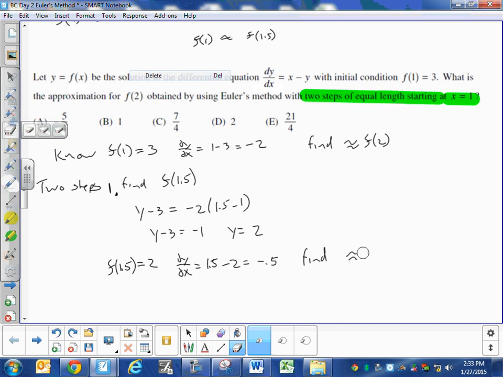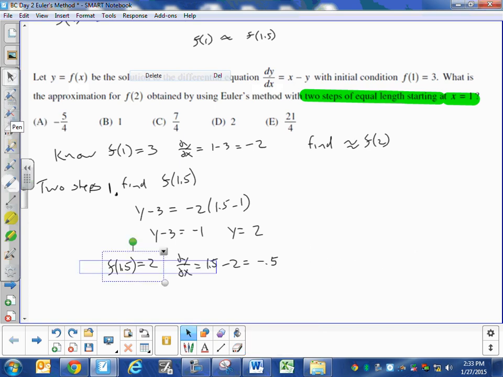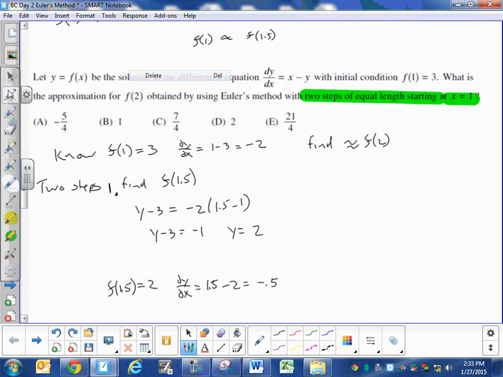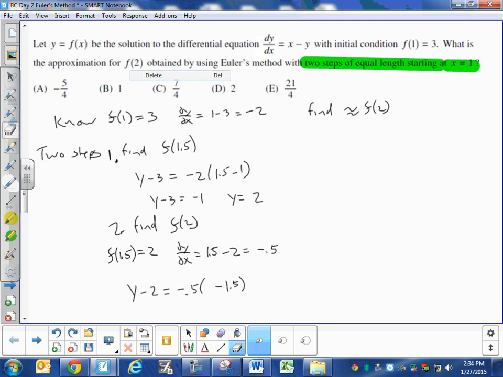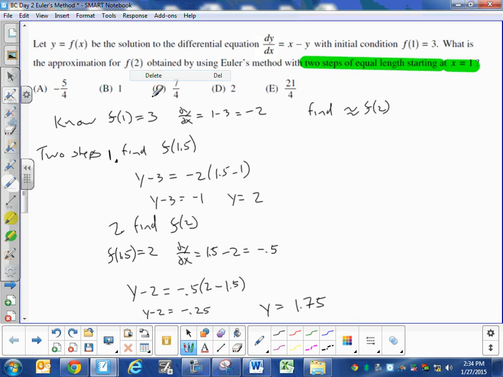So that's step one, this is step two. I'll just move this down. Find f of 2. Y minus 2 is equal to my slope times x minus 1.5. But I'll plug in 2, so that step is 0.5. 0.5 times 0.5 is 0.25, that'll be negative 0.25. Add 2, I get 1.75, which is 7/4. Cool, got it, Mr. Rogers. All right, let's do another one.